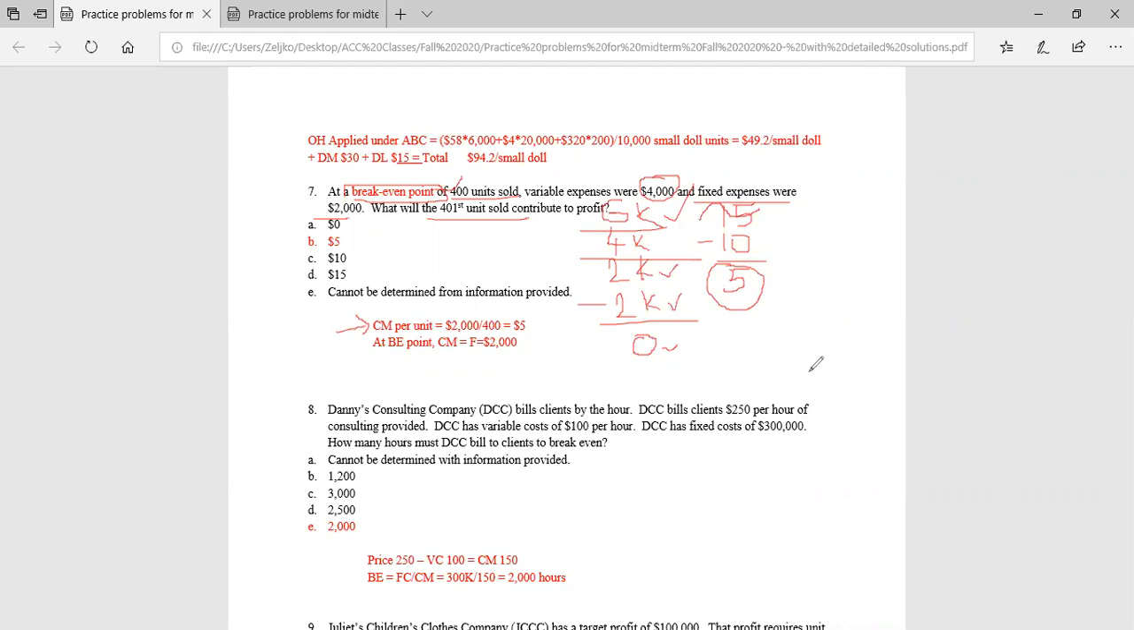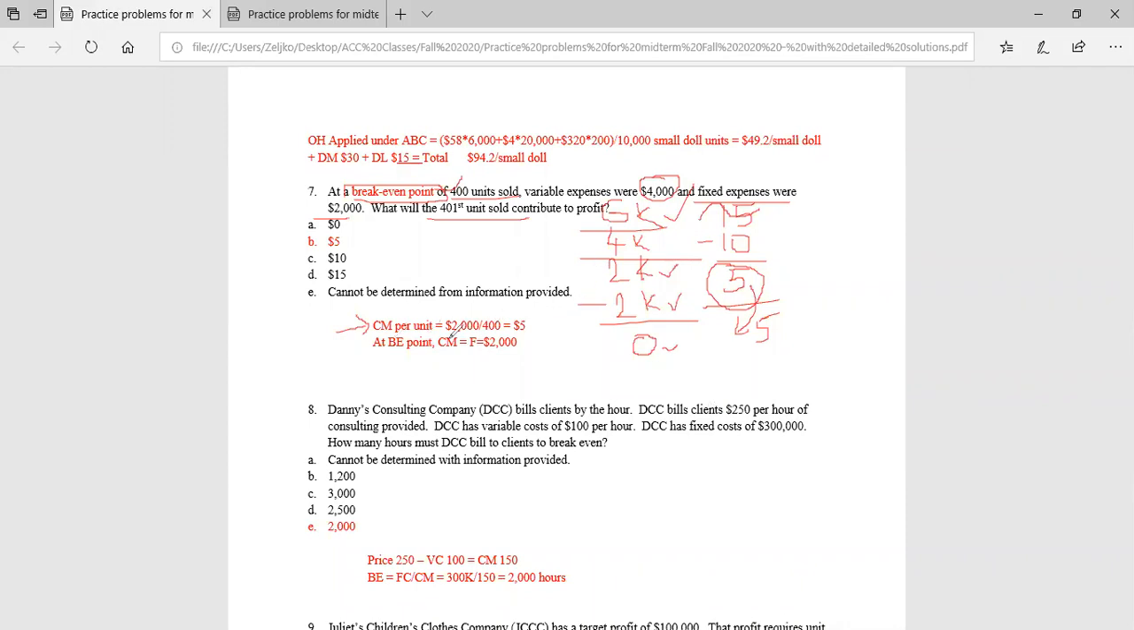That's it. Per unit. Well, if you sell one more unit, fixed costs are staying the same, how much will your profit go up? It will go up by $5. Right? It will go up by $5. So this was a longer way, but kind of a more fundamental way to solve this, to understand what's going on.